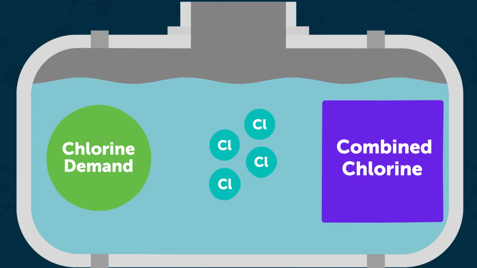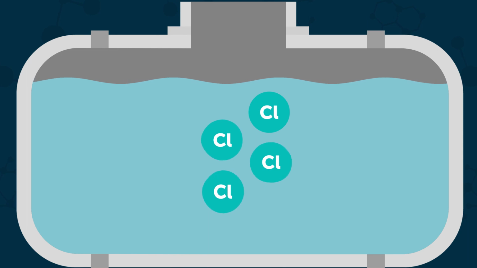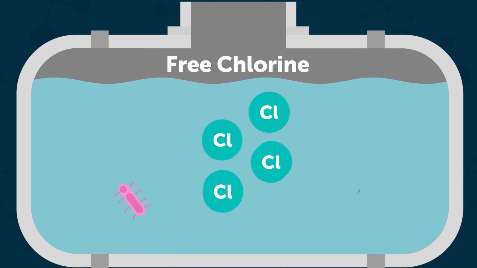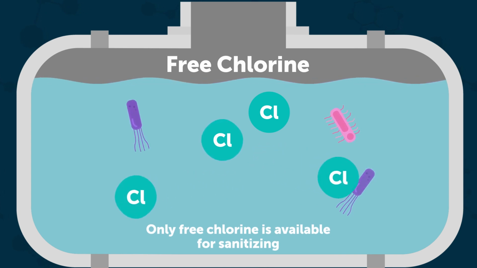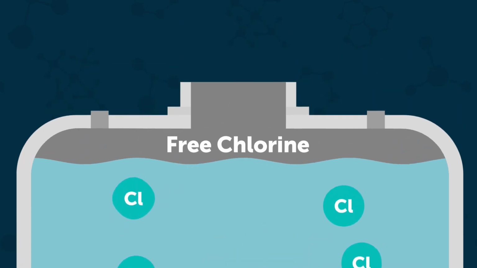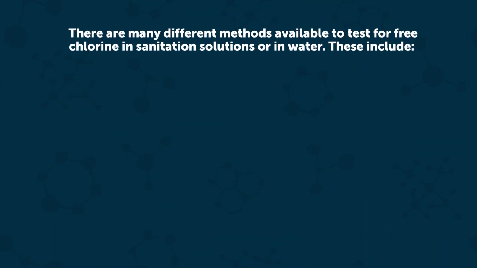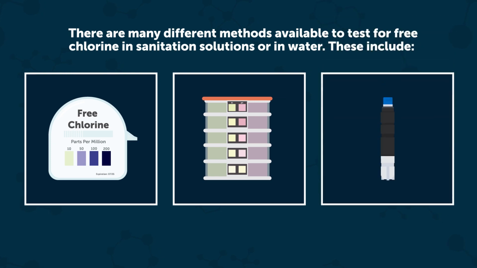Finally, the chlorine that remains after the chlorine demand is overcome and is available to sanitize the water is called free chlorine. Only free chlorine is available for sanitizing, and this is what should be used to test in chlorine solution tests. There are many different methods available to test for free chlorine in sanitation solutions or in water. These include test strips, titration kits, and sensors.